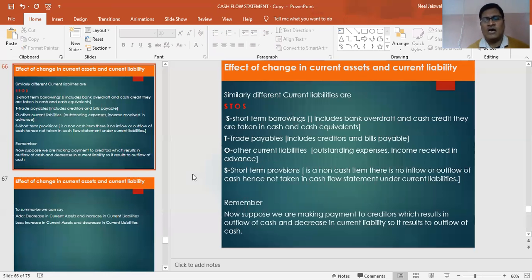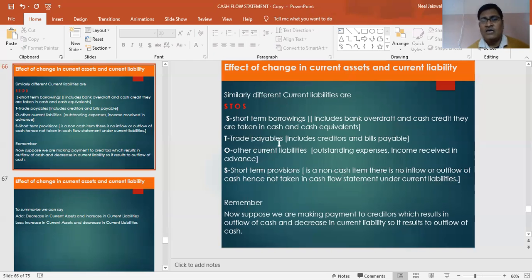Now think about the current liabilities. You remember your short acronym for current liabilities in Schedule 3, STOS: short-term borrowings, trade payables, other current liabilities, and short-term provisions. Remember, short-term provisions is a non-cash item. There is no inflow or outflow of cash, hence not taken in the cash flow statement under current liabilities. Under this part, we are not taking it.